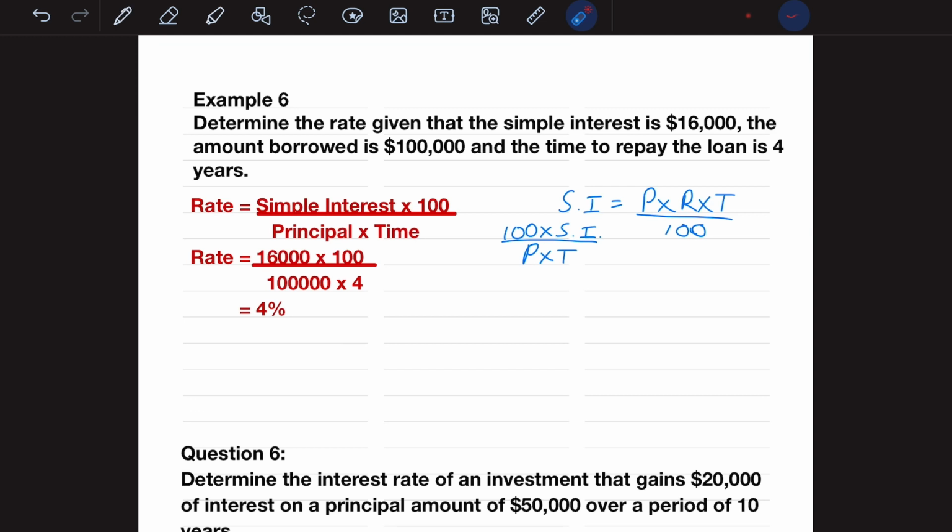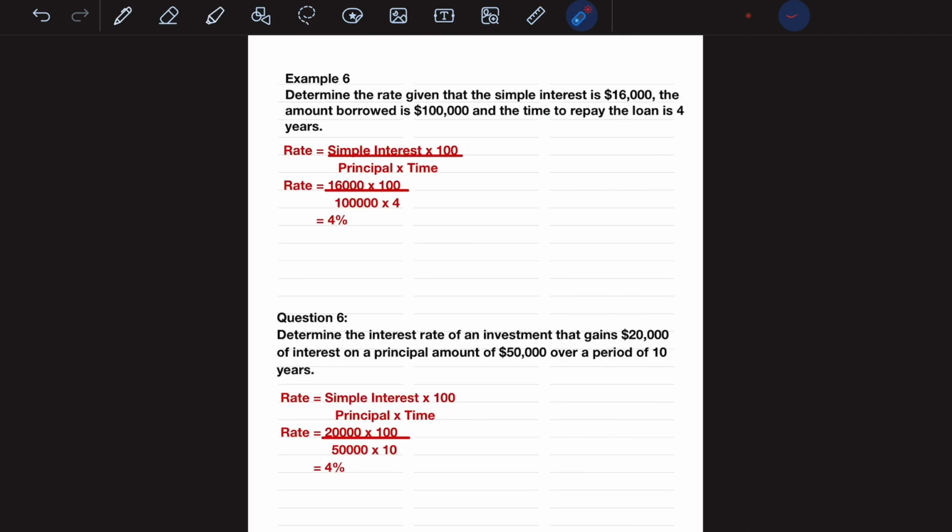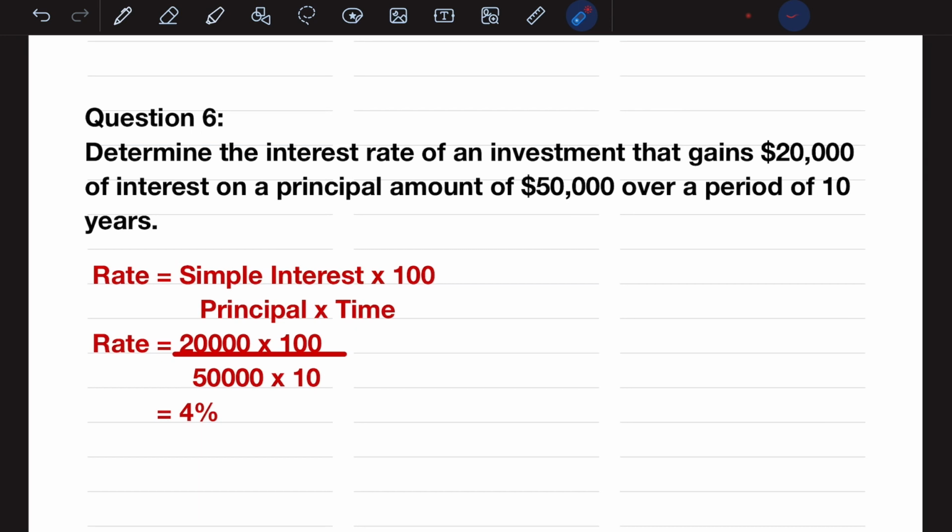Let's check our answers. So again, we are determining the rate, which we know is simple interest multiplied by 100 all over principal by time. So the simple interest was given, the principal, and the time. So we can just input those values here and determine the rate. Easy calculations.